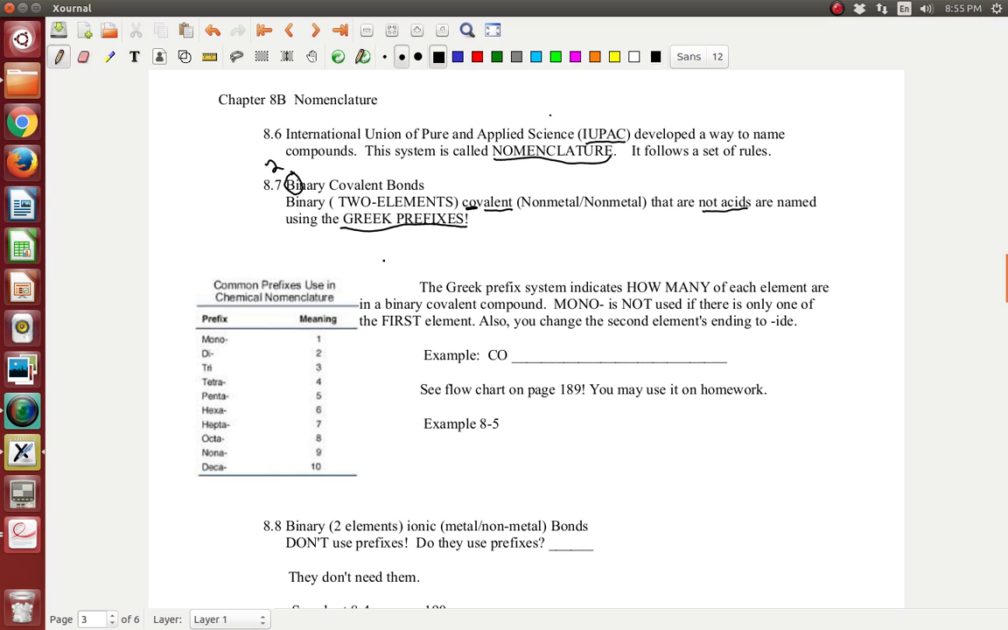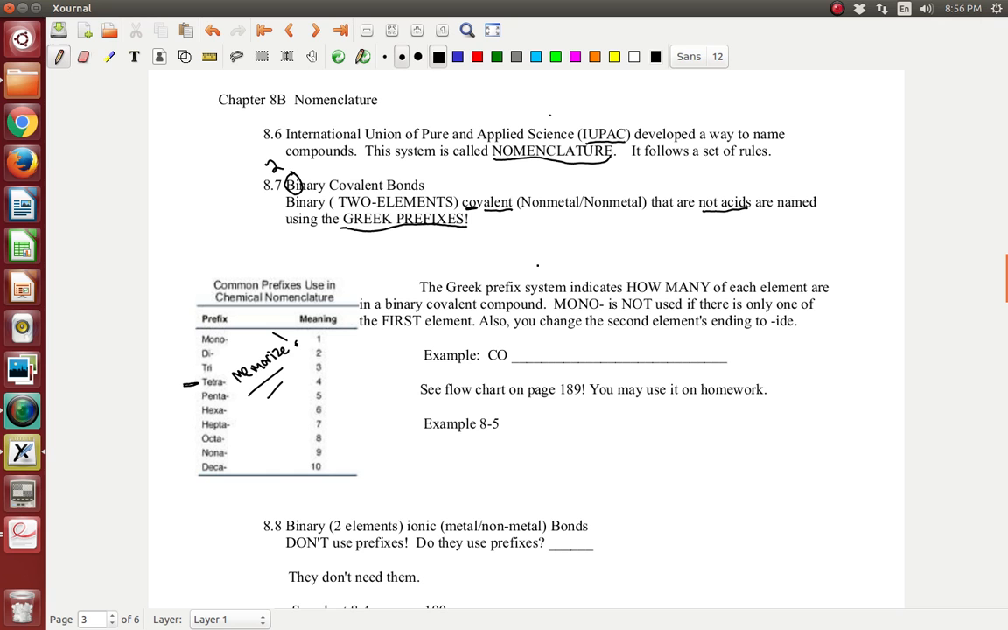These are the Greek prefixes right here. Mono, di, tri, tetra, hopefully you recognize that from tetrahedral. Tri, from trigonal. Penta, five, like a pentagon. Hexa, hepta, octa, like octopus, nona, nine, and then deca, 10. You have to memorize these. I am not going to give you these on the test. You must know them. The Greek prefixes are going to be used with covalent molecules.